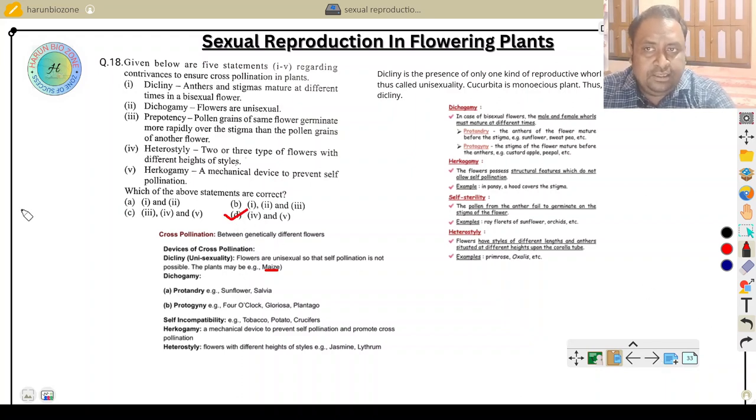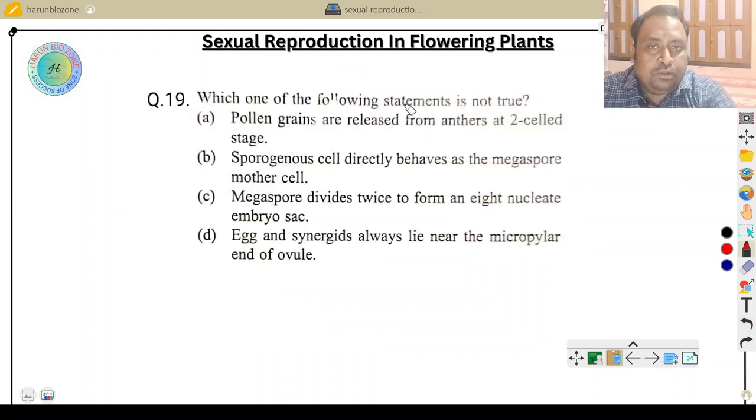Next question. Which one of the following statements is not true? Pollen grains are released from anthers at 2-cell stage. Not 2-cell stage, this is the wrong statement. Sporogenous cells directly behave as a megaspore mother cell, right? Megaspore divides twice to form an 8-nucleated embryo sac, right?